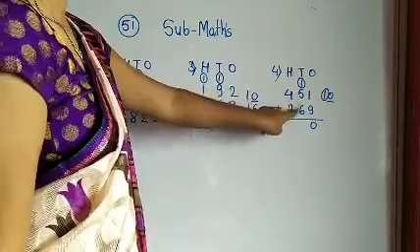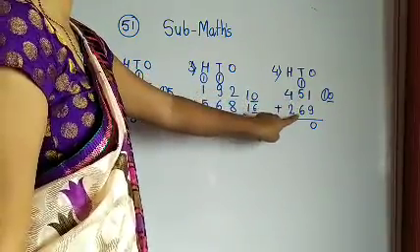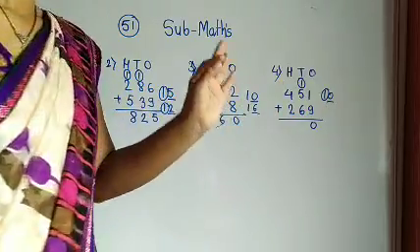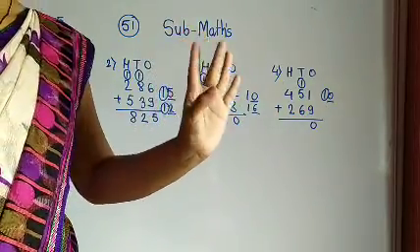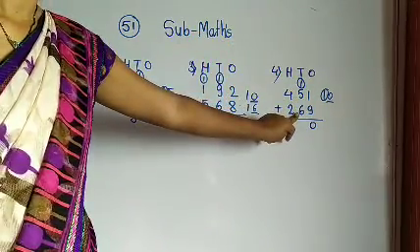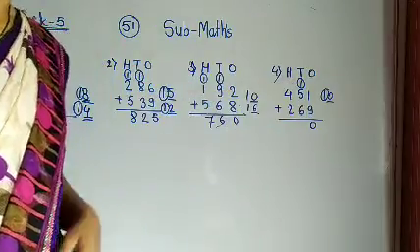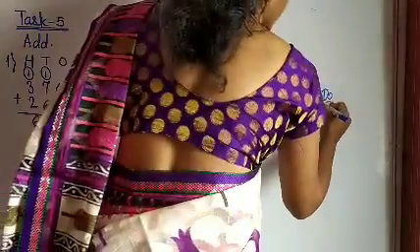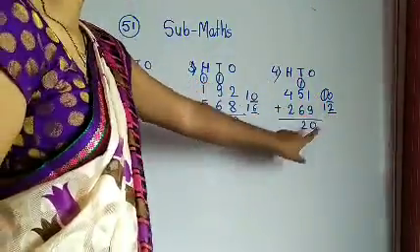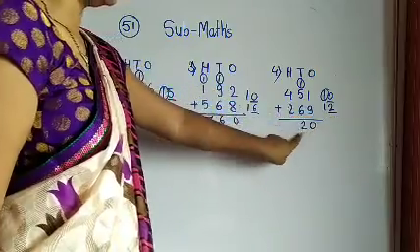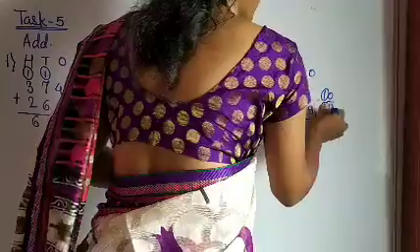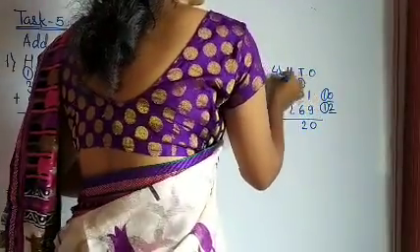Next one, 5 plus 6. In 5 you have to add 6. So after 5 count 6: 5, 6, 7, 8, 9, 10, 11. So 5 plus 6 is 11, and 11 plus 1 is 12. So in 12, 2 is downside, okay, 2 is downside. Means 1's place is downside and 10's place will be carry forward. So this one is a carry forward.